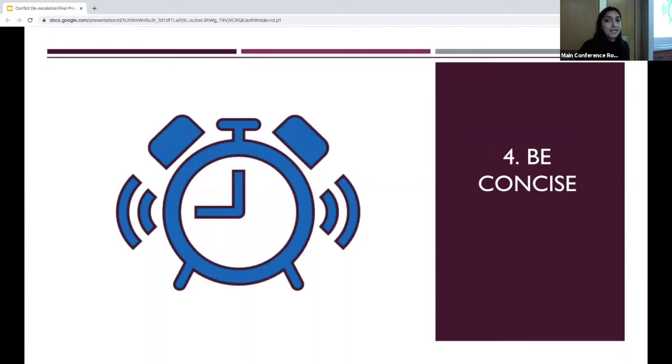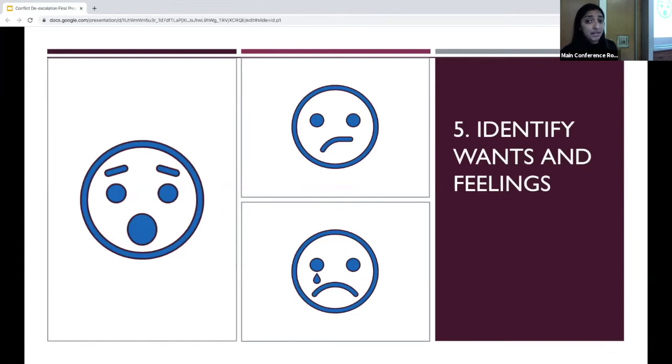Next is to be concise. So we want to use short sentences and be brief, use simple vocabulary. We don't know what's going on with these patients. They may have a lot going on, and if we're giving them a lot of information at once, they're not going to be able to really follow what we're telling them. It's also going to be important to repeat ourselves, especially when we want to make requests, making sure we're setting limits, offering choices, and proposing alternatives, so the patients know exactly what we're saying, and sometimes they need it to be said a couple of times.